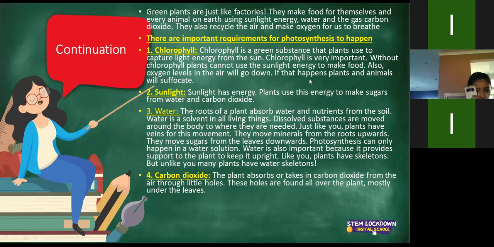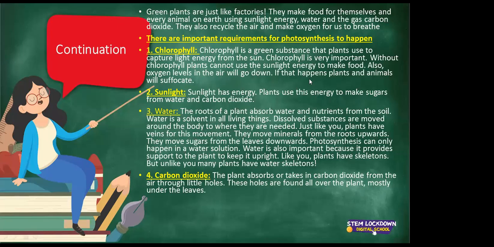And carbon dioxide. These are also one of the requirements for photosynthesis. The plant absorbs or takes in carbon dioxide from the air through the little holes, and these holes are found all over the plant, mostly under the leaves.